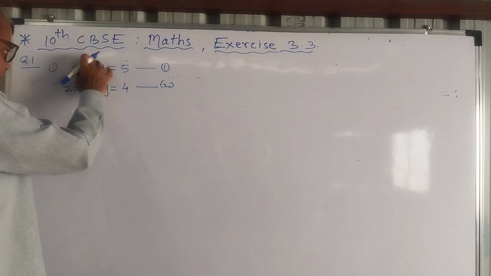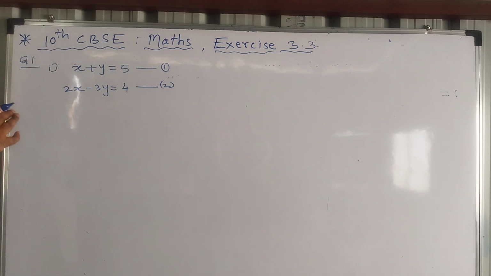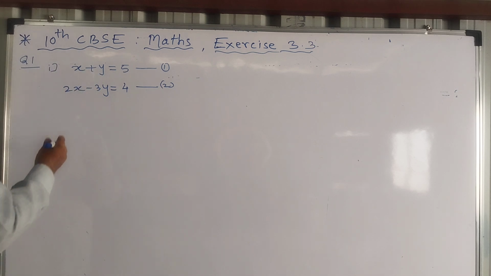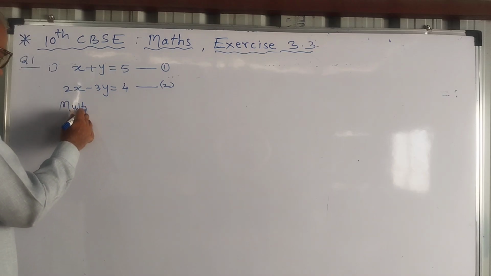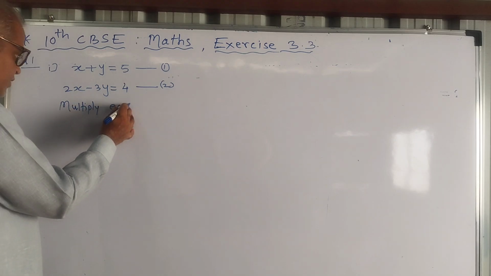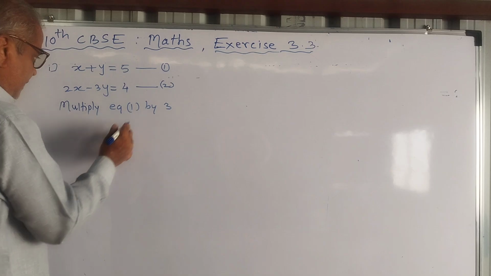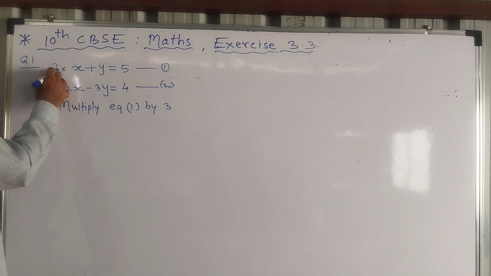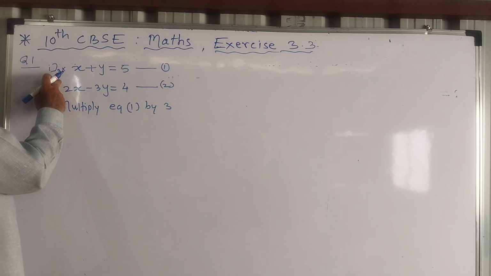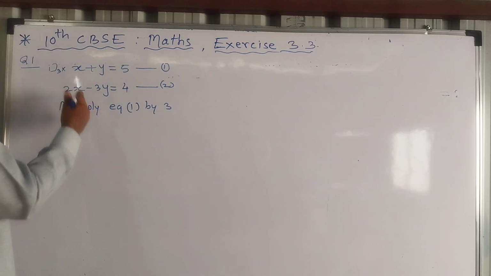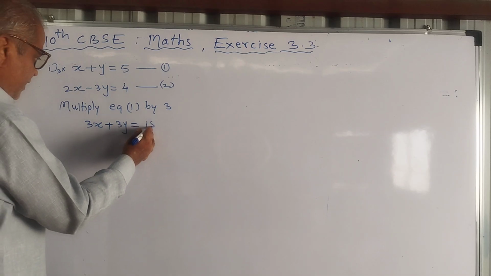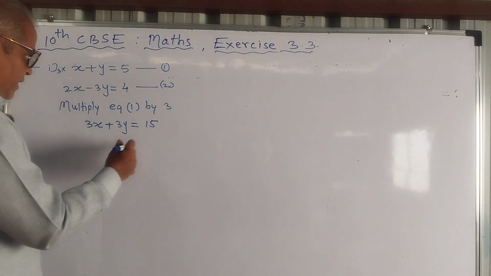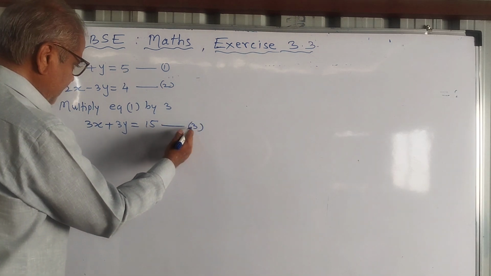So you can make the coefficient of any variable equal. Here we will make the coefficient of y the same. So we need to multiply equation 1 by 3. What will be the equation? See, if we multiply this equation by 3, every term has to be multiplied. So 3 into x is 3x, 3 into y is 3y and 3 into 5 is 15. So this new equation I will mark as equation number 3.